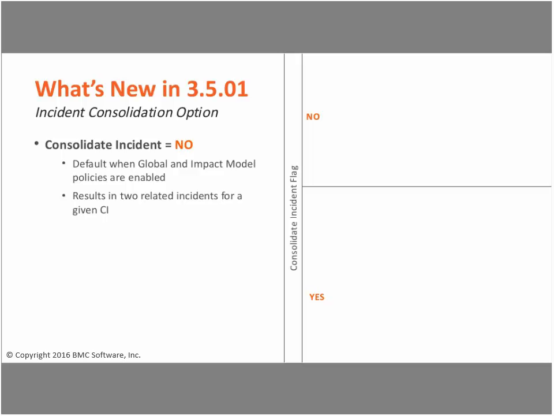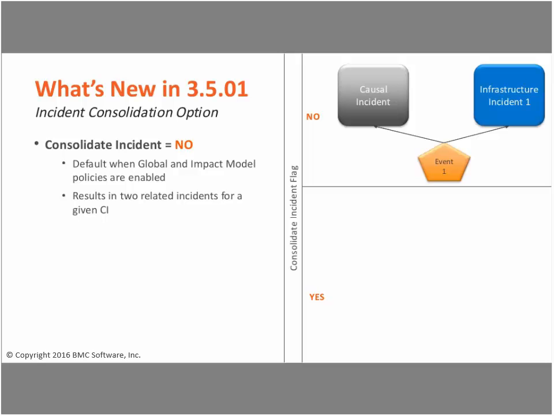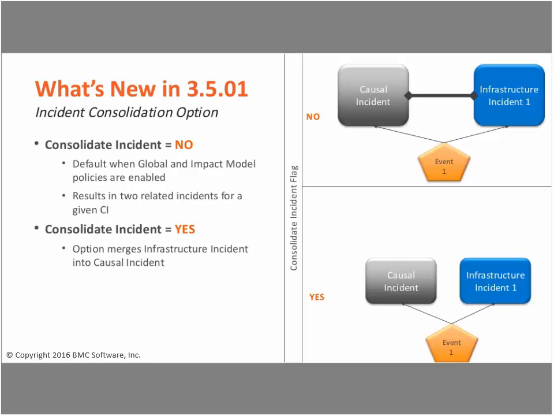Well, it turns out that you now have theoretically two incidents that are created for the same CI. So you have one event, and there's a causal incident, and then there's an infrastructure incident, because you have two policies that are overlapping with each other, and they're related. You know, when they get in the system, you'll link them together, but nonetheless, you still have two incidents that are showing up in the system in the legacy approach. We've enabled a feature that allows you to do incident consolidation. When you turn this consolidation incident flag on and you have both of these policies running, what happens is the system detects the fact that you're talking about the same CI.